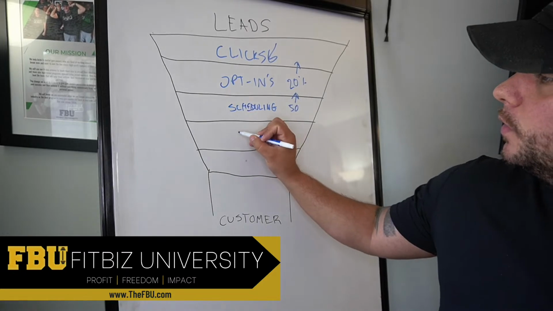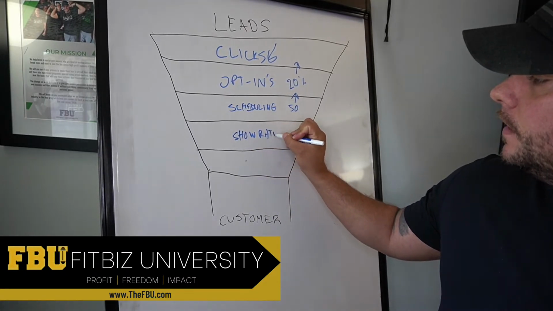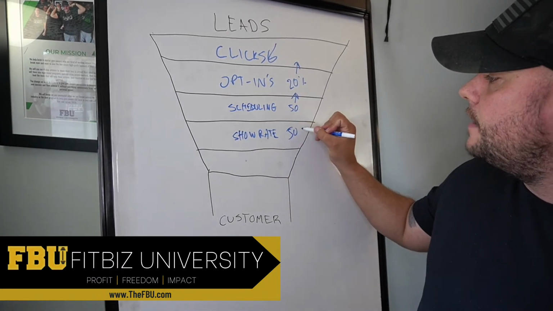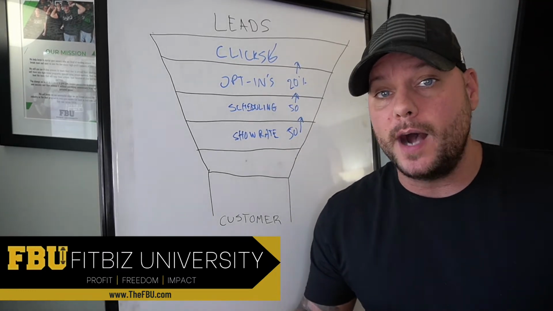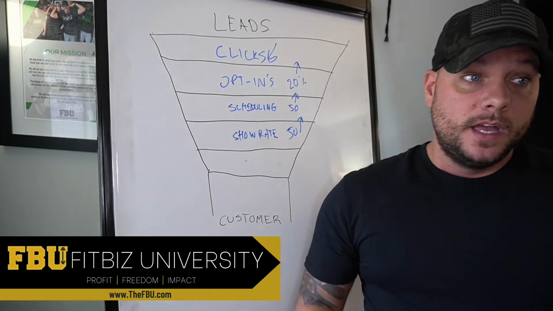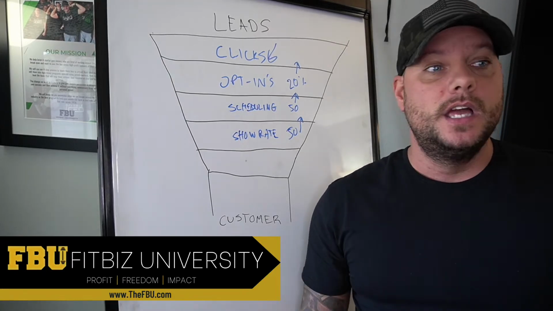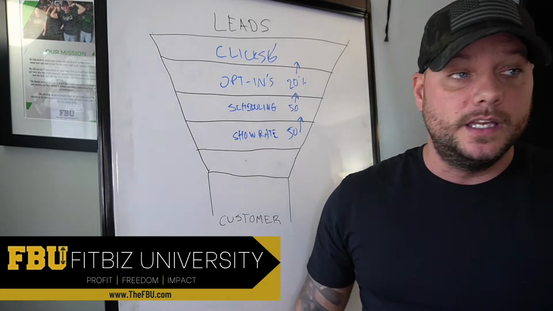Okay, the next one would be show rate. Okay, so they're showing up for their appointment. We need about 50% of them. So of the people scheduling, we need about 50% of them to show up to that appointment. Okay, so they schedule, and why would somebody not show up? Well, maybe they forgot about it and you didn't send them any reminders. Maybe there was no confirmation. They're not even sure if what they did worked correctly.